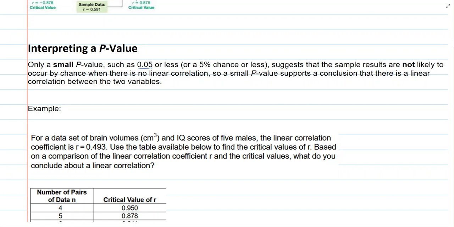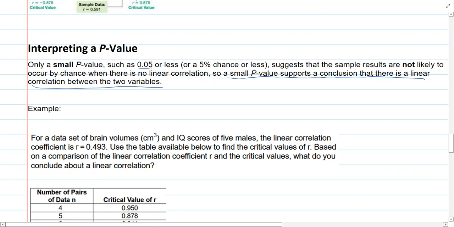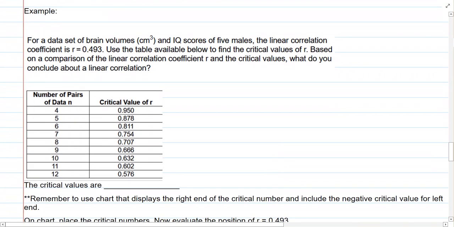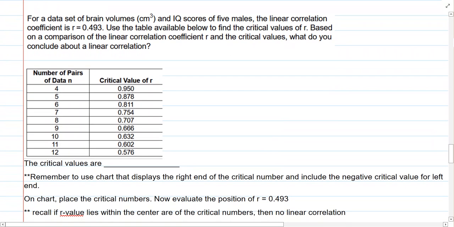And so it says, when there is no linear correlation, a small p-value supports a conclusion that there is a linear correlation of two values. Small p-value. So that's all you need to know. The small p-value, 5% or less, is also an indicator besides the R, the correlation coefficient. So there's two ways of measuring if it's a linear relationship. So let's look at this data right here.